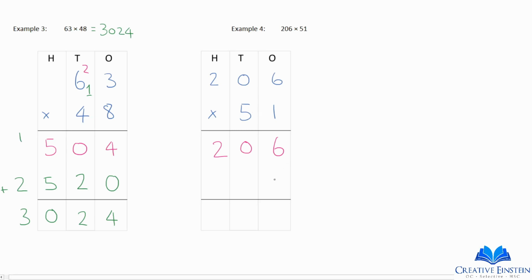Okay, now I'm starting to do the 206 times 50. So the first thing I do is put down a 0. 5 times 6 is 30. 0, 3. 5 times 0 is 0 plus 3 gives me 3. 5 times 2 is 10. And then I add them up. 6, 0, 5, 0, 1. So my answer is 10,506. And there you have it.